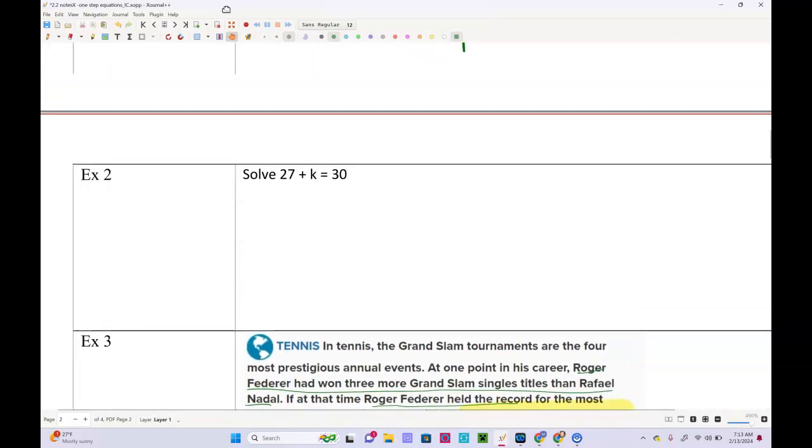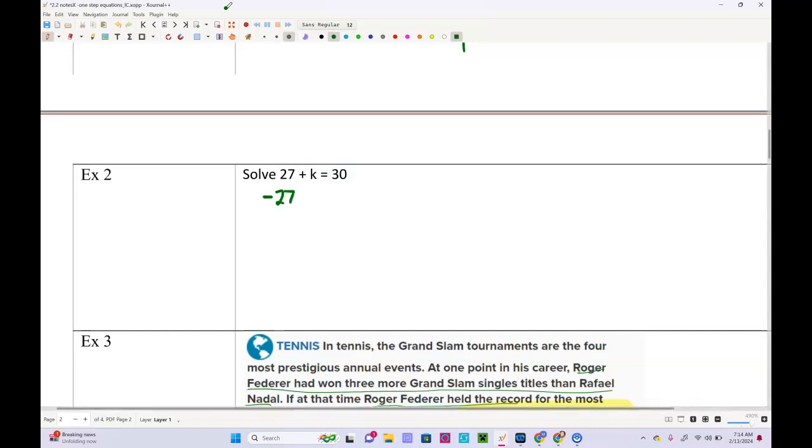Flip the page over. Let's look at this one right here: 27 plus k equals 30. Now, again, these are very, very basic. You could look at that equation and just say, well, 27 plus what is equal to 30? And if I was in class right now, you all would say, oh, the answer is 3, right? But same thing here. We're asking ourselves, what are we doing to k here? Well, if we look at k, the variable, we're just adding 27 to it. So let's go ahead and do the opposite of that.